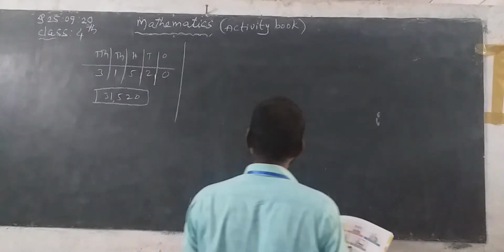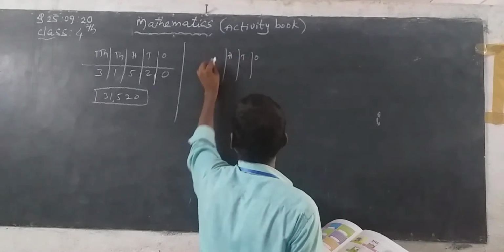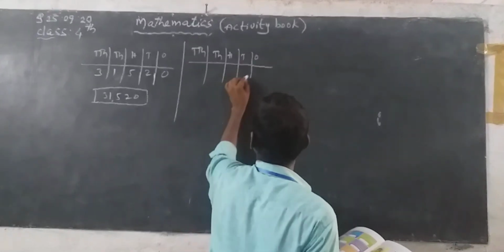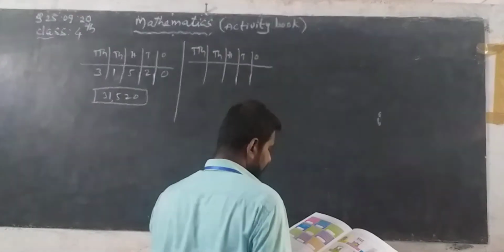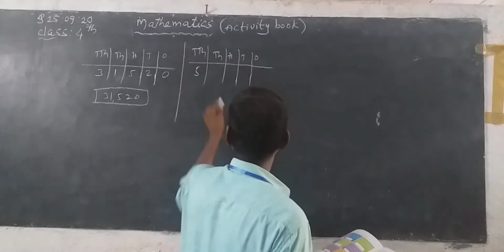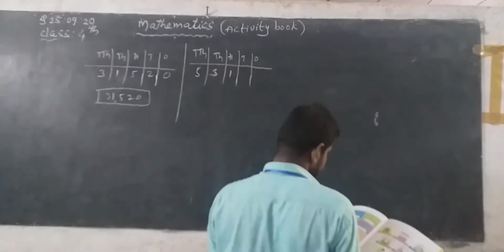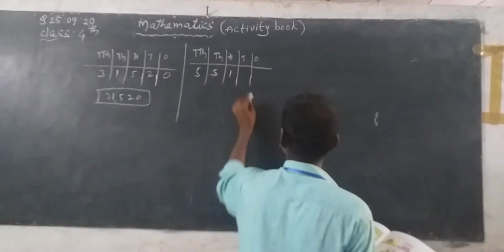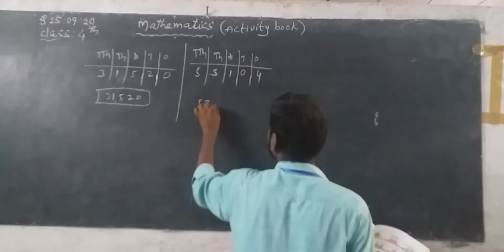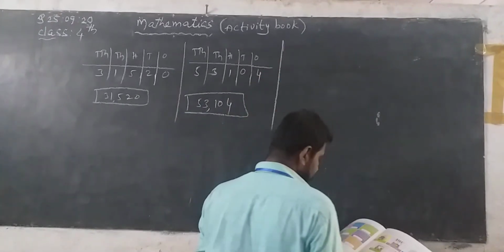Now next, third row, second one. Ones, tens, hundreds, thousands, 10,000. Listen carefully. Here, 5 in 10,000's place, 3 in thousands place, 1 in hundreds place, 0 in tens place, and 4 in ones place. The given number is 53,104.